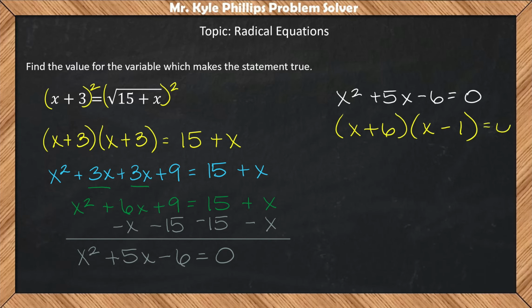Now, since this equals 0, I'll have to set each factor equal to 0. So I have x plus 6 equals 0, and x minus 1 equals 0. So my solutions here are going to be negative 6 and positive 1. So you'll see here that there are two values you can substitute into this equation to make it true. You could substitute in negative 6 or positive 1, and both sides will be equivalent.